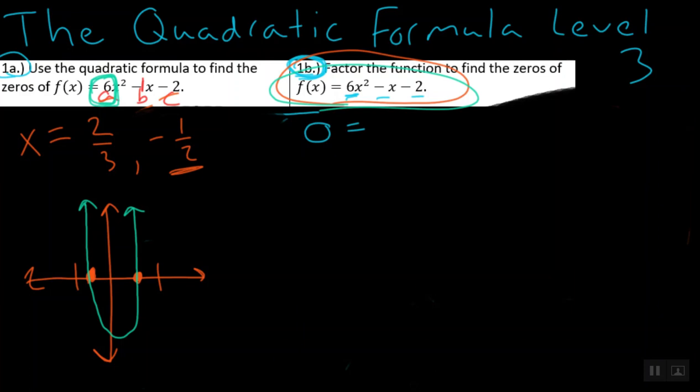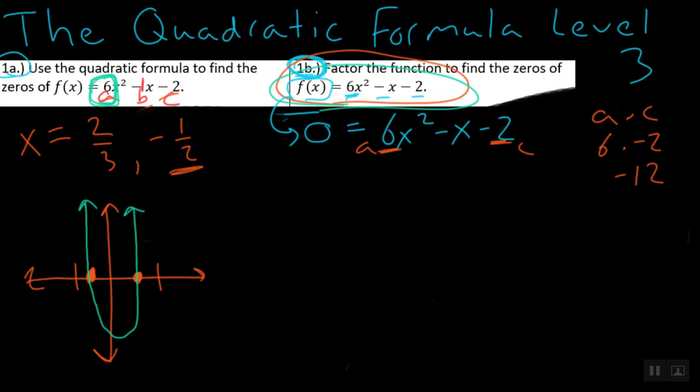Now in this case, because we're actually solving the function, remember for all quadratics we set f of x equal to 0. And from here we say, okay, well 0 equals 6x squared minus x minus 2. And the first thing we always do is we take our a term and our c term and we multiply them. So a times c is 6 times negative 2, which is negative 12. Now if you remember, we're always looking for 2 numbers that multiply to be negative 12, but add up to be our b term, that negative 1.